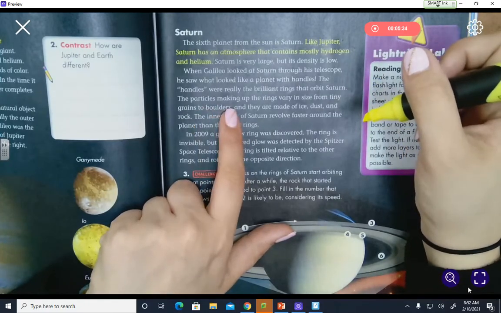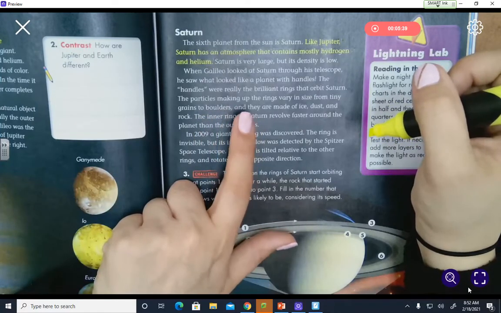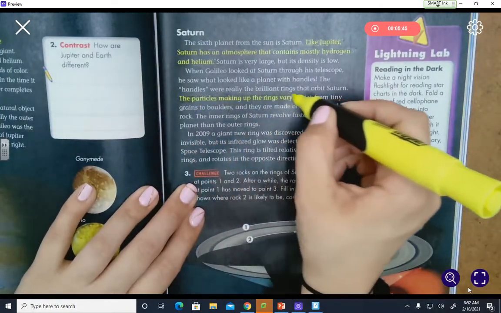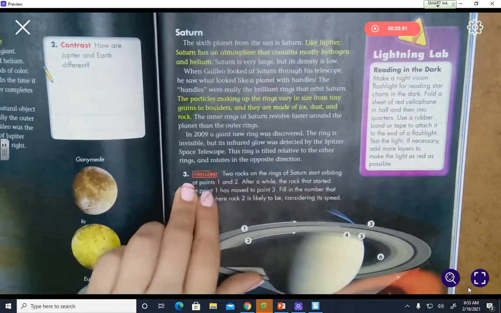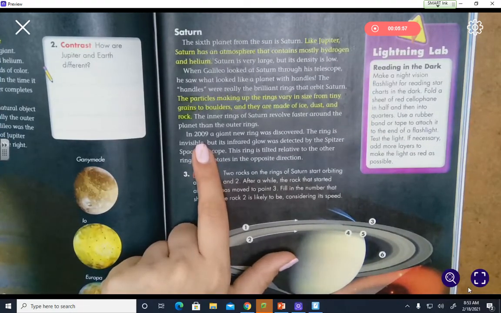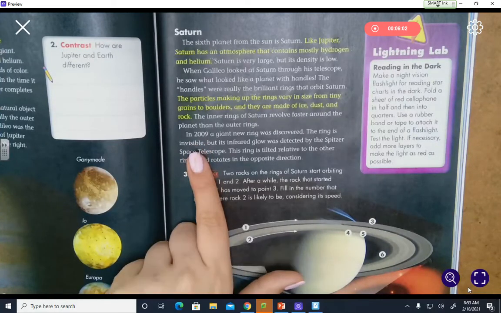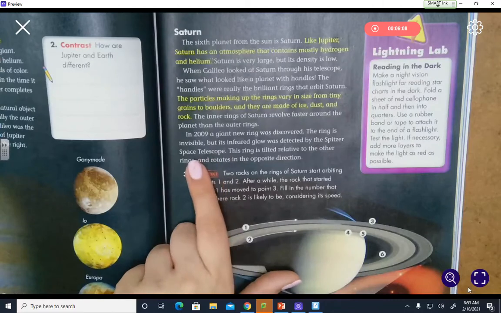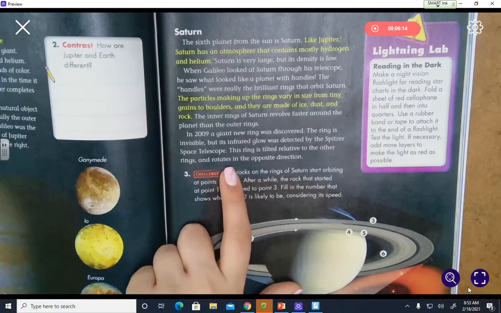The particles making up the rings vary in size from tiny grains to boulders, and they were made up of ice, dust, and rock. I want you to highlight that sentence. The inner rings of Saturn revolve faster around the planet than the outer rings. In 2009, a giant new ring was discovered. The ring is invisible, but its infrared glow was detected by the Spitzer telescope. The ring is tilted relative to the other rings and rotates in the opposite direction.